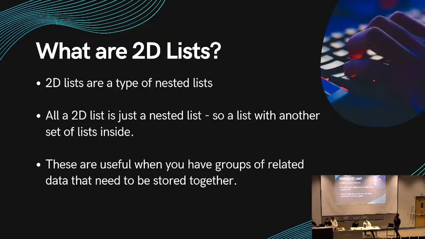So if we think about our usual list, you have a grouping of values that are ordered next to each other. We've seen them before. Now imagine if you were to put a list inside a list. We're talking listception here. We're going 2 dream layers deep in lists. And we're going to call that 2D lists. So we're doing lists inside of lists. And they're really useful when you have groups of related data that need to be stored together.